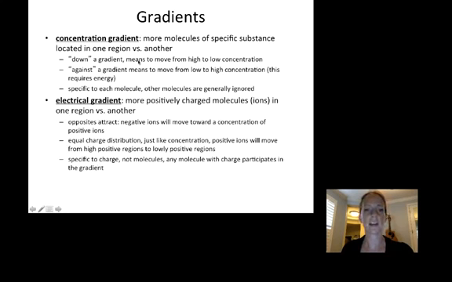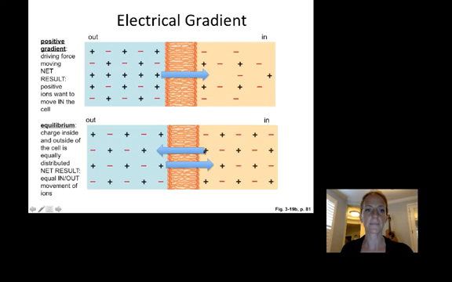For concentration gradient, we move from high to low concentration. For an electrical gradient, we'll move from areas of slightly negative to slightly positive, or slightly positive to slightly negative. Opposites will attract, or in other words, equal charge distribution. So we'll move from areas that have high positive to areas of lowly positive regions.